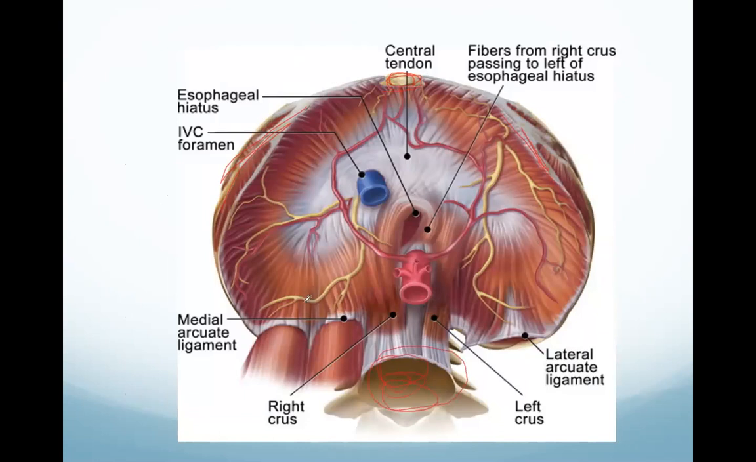So if we were looking up at the undersurface of the diaphragm, you see this kind of upside down heart shape. That's the central tendon. And in the central tendon, you're going to see a big hole here. Okay, that's the vena cava foramen. So that's what this is, the inferior vena cava foramen. Remember, foramen is a hole.